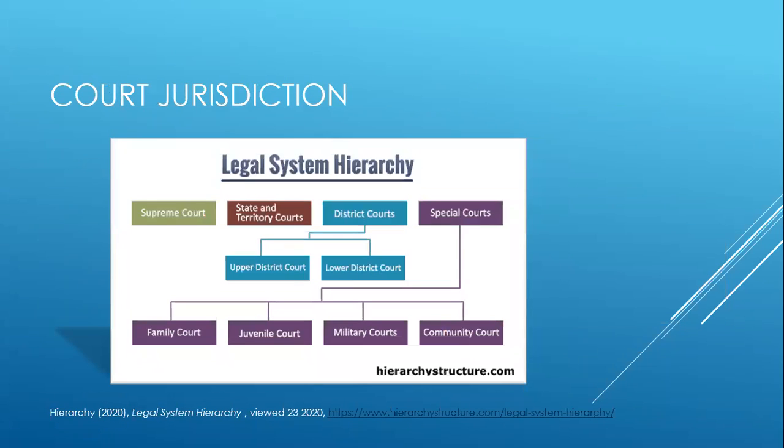Court jurisdiction. The case happened in the US, so it is under the court jurisdiction of the US. It was sentenced through the Court of Appeals, which is one of the district courts in Indiana. So from the district court, going to the upper district court, then going up to the district courts of Indiana.